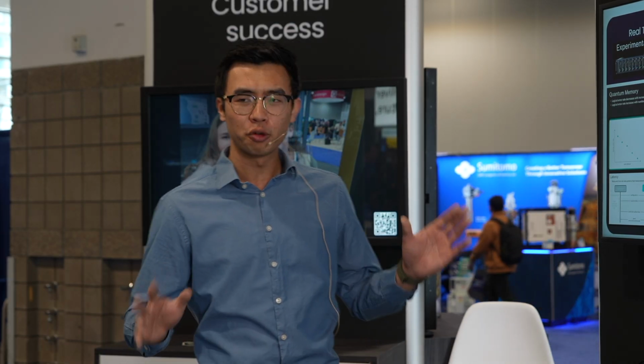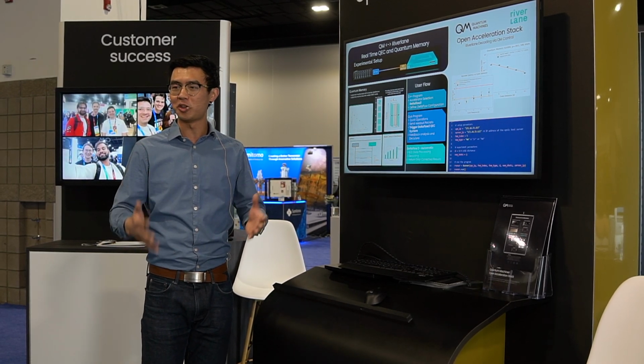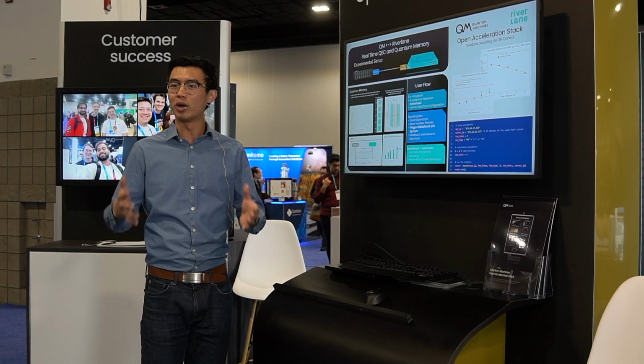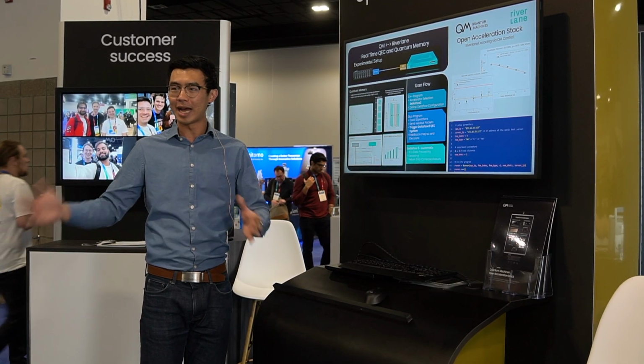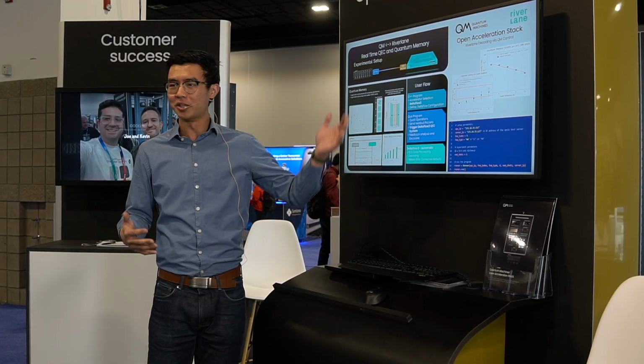So let's go through exactly what we're going to be doing here today. We're running a quantum memory experiment, which essentially says we have this logical qubit at the beginning of the experiment, and we want to keep track of its state throughout the entire experiment. How is this exactly going to work? So this is where we go into the user flow.